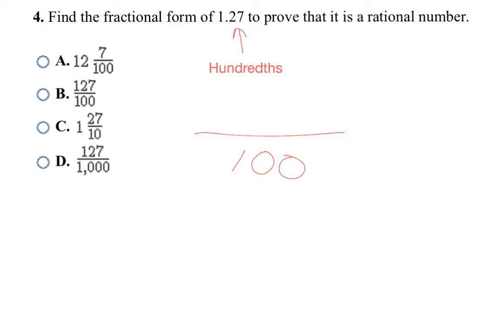Then my next step is to take this entire decimal, remove the decimal, and write the numbers in the numerator. So I'm going to write 127 in the numerator. Because I was able to take this decimal and write it as a fraction, I've proved that it's a rational number. I don't need to reduce it. And that's going to make my final answer B.